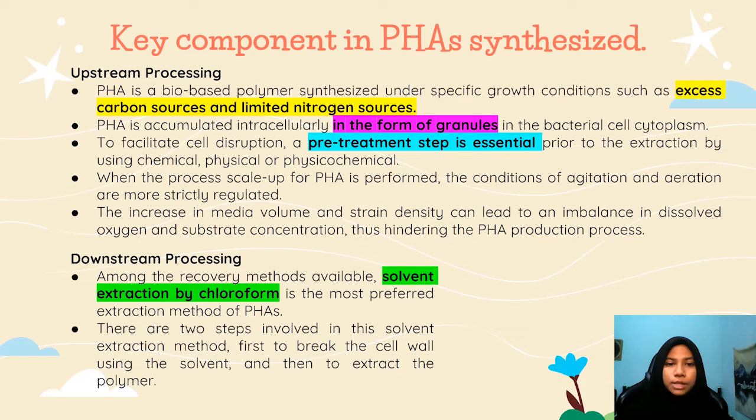For the downstream processing, among the recovery methods available, the solvent extraction method by chloroform is the most preferred extraction method for the PHA. There are two steps involved in the solvent extraction method. It is first to break the cell wall using the solvent and then to extract the polymer.